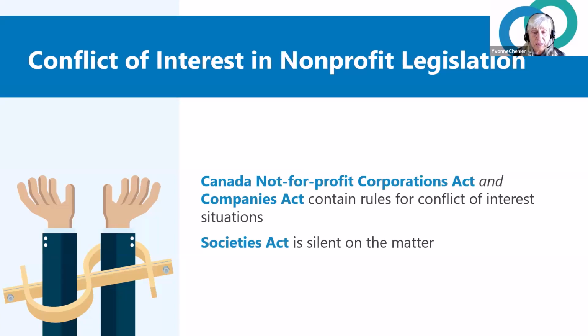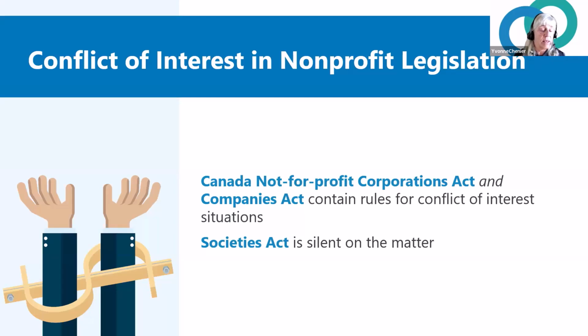So the Canada Not-for-Profit Corporations Act codifies, again, the rules for conflicts of interest situations. So it's very good because in modern times, if you have a conflict of interest around the table at a Canada Not-for-Profit Corporation, you have to very specifically follow the process that is laid down in that legislation. The Societies Act is silent on that matter.